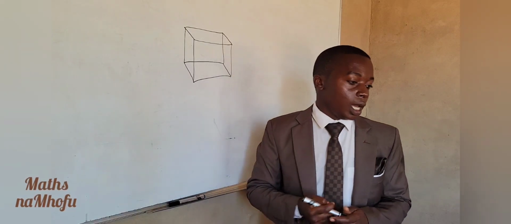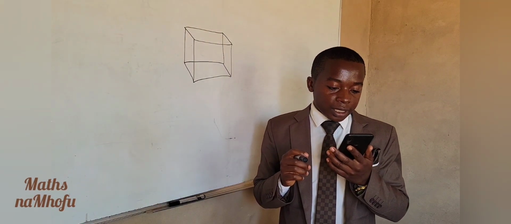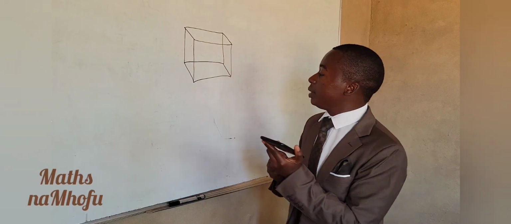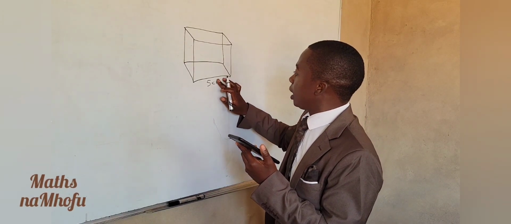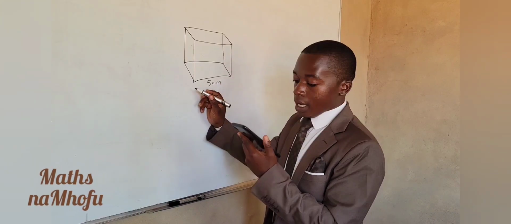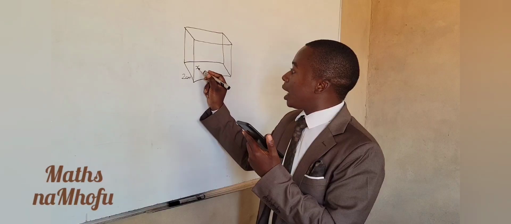That's a cuboid. Now, the question is telling us that a cuboid measures 5 centimeters. So we just call this 5 centimeters. And they also told us that 2 centimeters and x centimeters. I'm going to name the height x centimeters. Form an expression in terms of x for the total surface area of the cuboid.